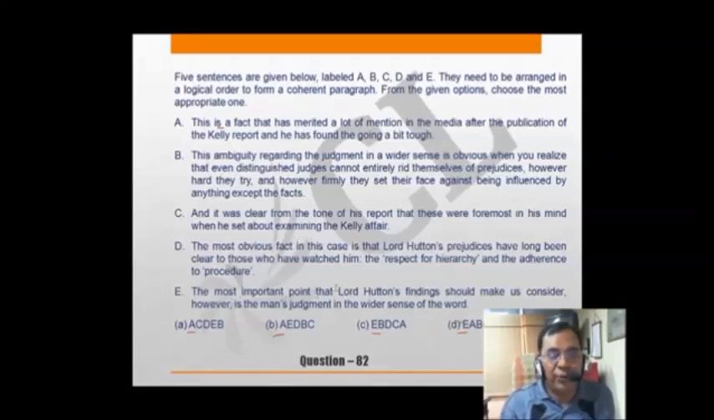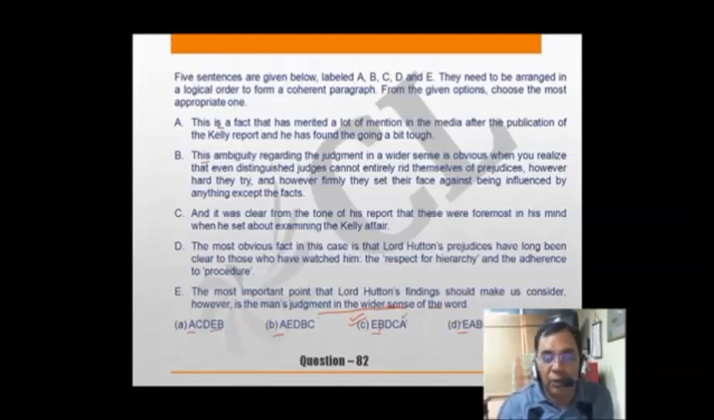The most important point is that Lord Hutton's finding should make us consider that the man's judgment in the wider sense of the word. B, this ambiguity regarding EB is there. I think I'm going for this as the answer because EB is correct. Where else can I see EB? Here also I can see it.